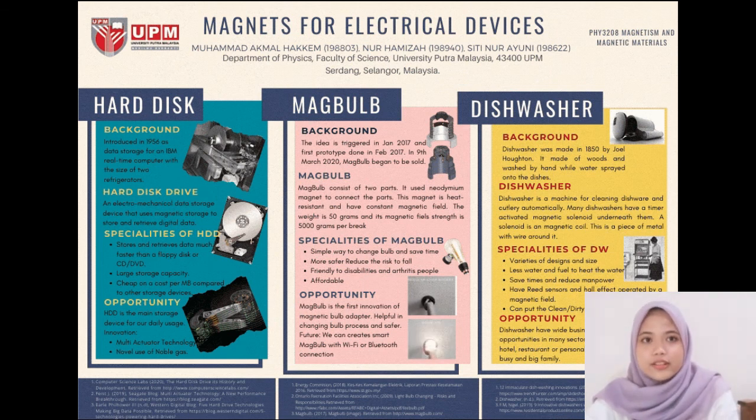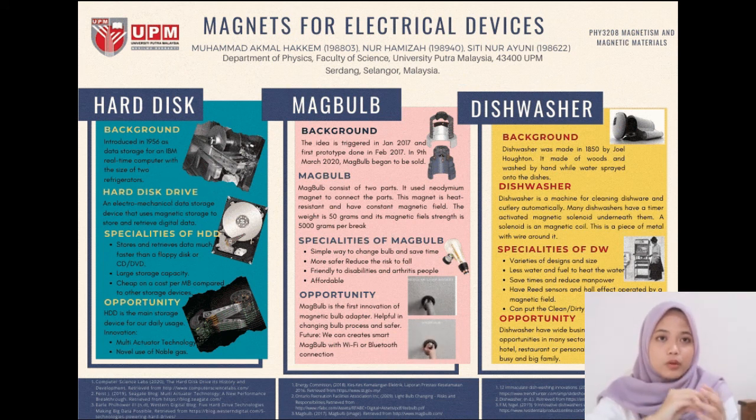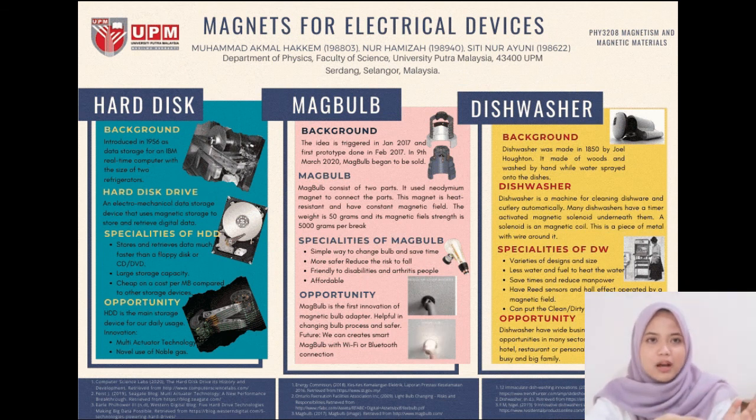The specialties for this MacBulb are, firstly, MacBulb makes changing bulbs more simple because we just need to put the bulb closer to the bulb holder and it will attach automatically. We don't need to screw and unscrew the bulbs like normal bulbs. Next, it also saves our time. Normally, people will take around 5 to 7 minutes to change one bulb, but with MacBulb, we only need less than 30 seconds to change bulbs.